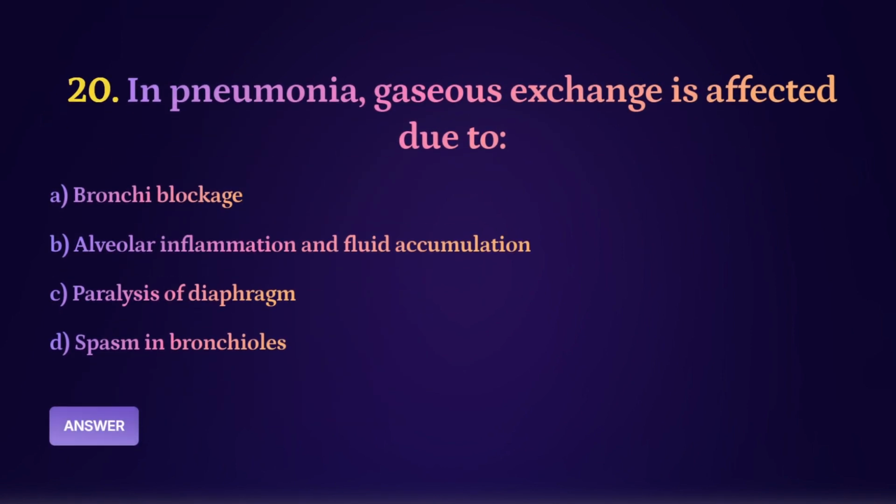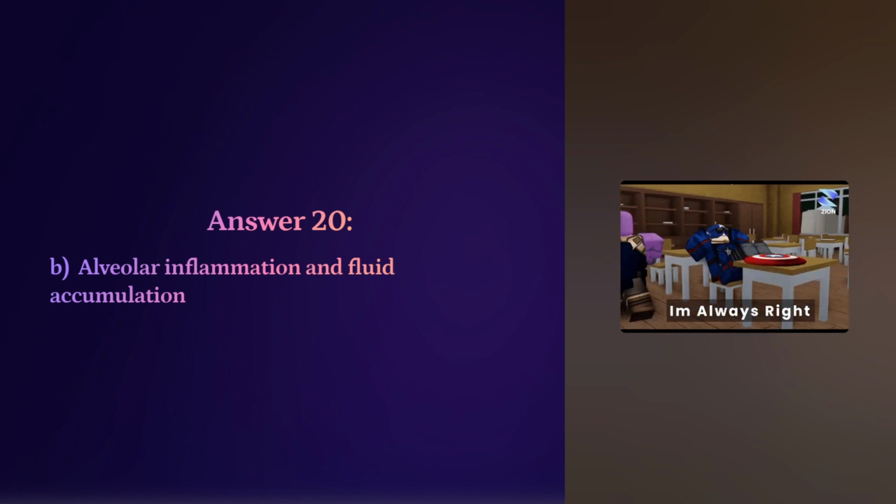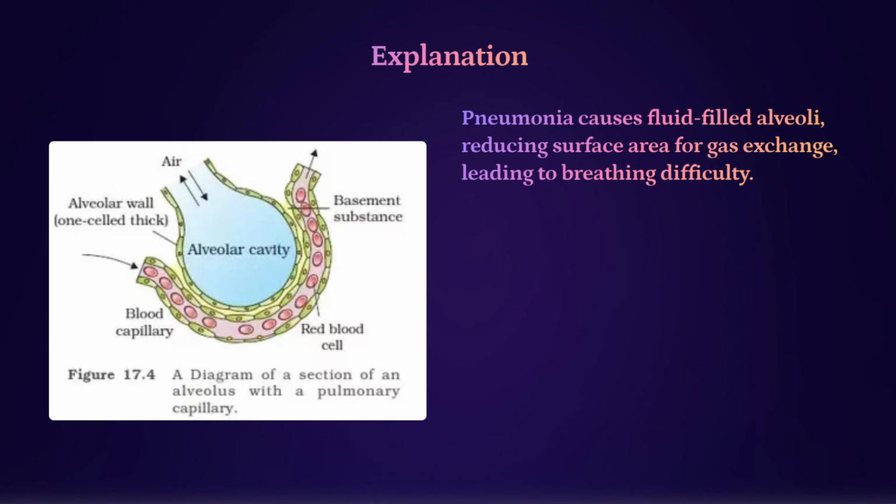Last question of the day. In pneumonia, the gaseous exchange is affected due to bronchi blockage, alveolar inflammation and fluid accumulation, paralysis of diaphragm, or spasm in bronchioles. Correct answer is alveolar inflammation and fluid accumulation. Pneumonia causes fluid-filled alveoli, thereby reducing the surface area for gas exchange, leading to breathing difficulty.